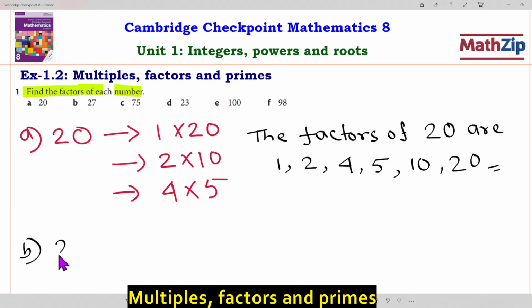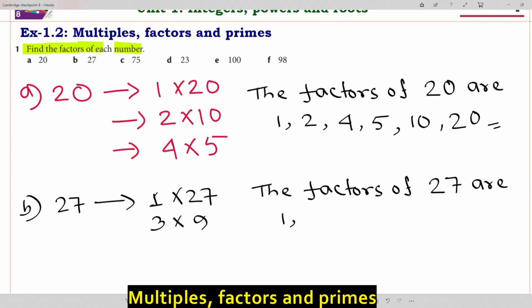Number B. Here is 27. This 27 we can write first, it's a common thing, 1 times 27. 2 is not possible because 27 is an odd number, so 3 is possible, 3 times 7, right? No, 3 times 9. Okay, it means 1, 3, 9 and 27. Okay, so A and B done.